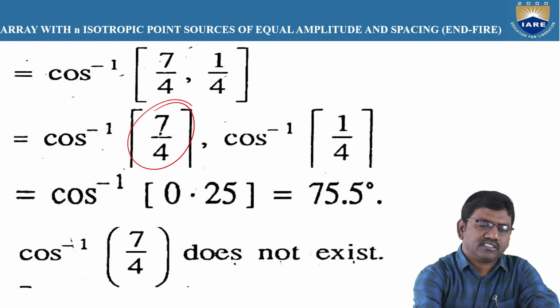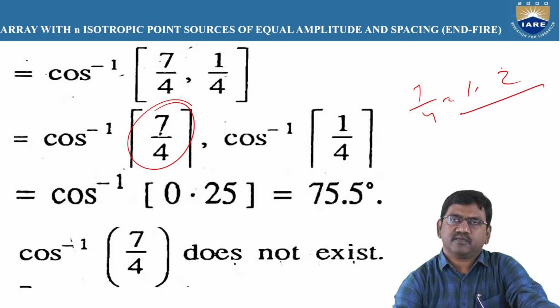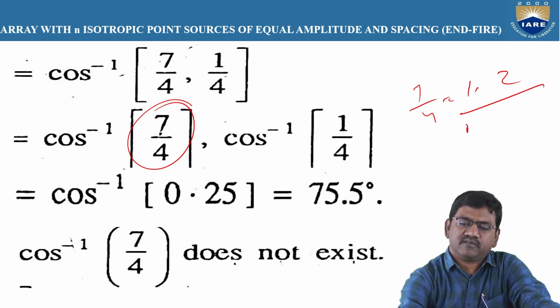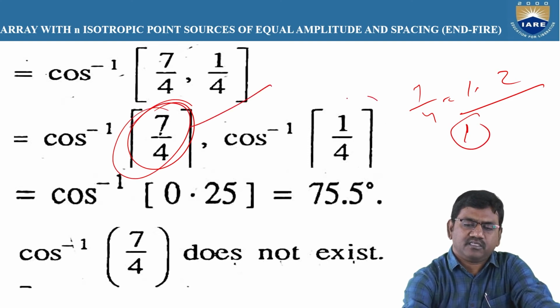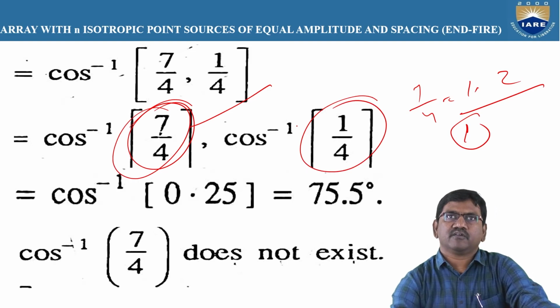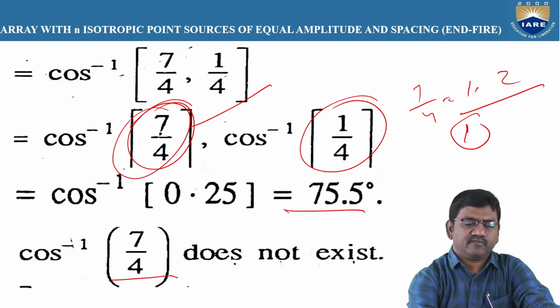And this 7 by 4 does not exist. Why? Because 7 by 4 means you will get 1 point something, and the maximum value of cos is 1. So you ignore this value. Now let us take only the 1 by 4 value. 1 by 4 means 0.25, and you will get 75.5 degrees, because 7 by 4 does not exist.